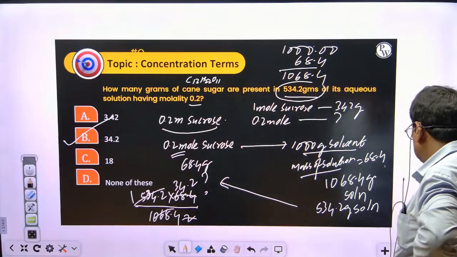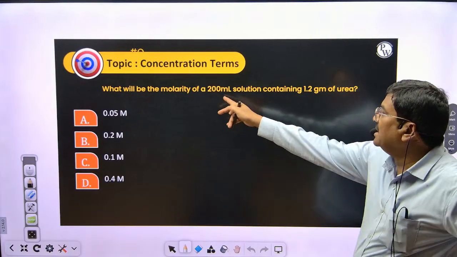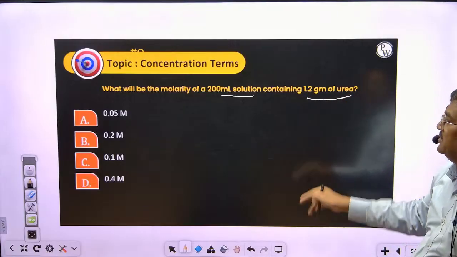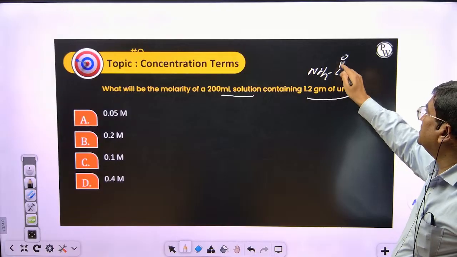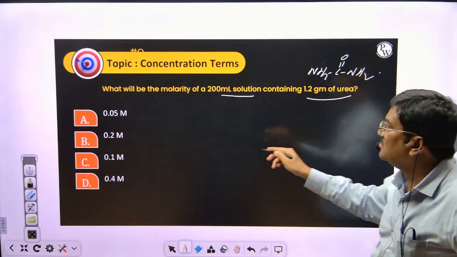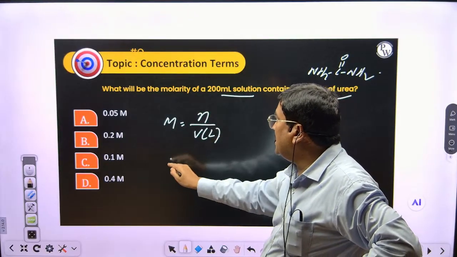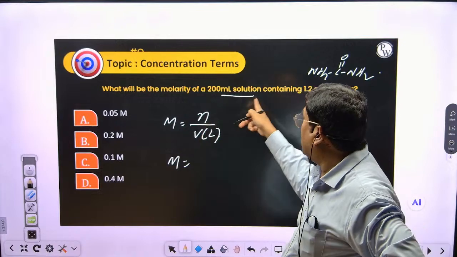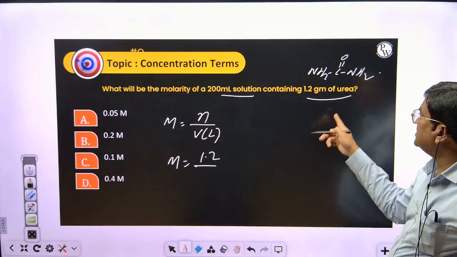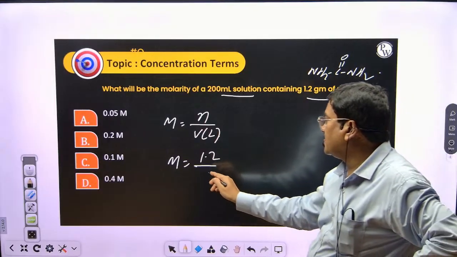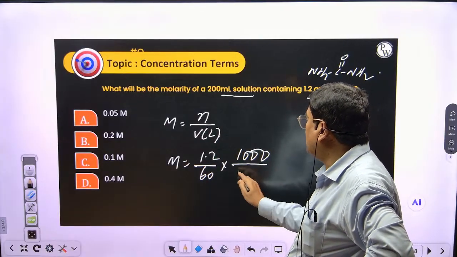See the next question. What is the molarity of 200 ml of solution containing 1.2 grams of urea? What is the formula of urea? NH2CONH2. Now molarity is asked. Molarity, how do we get it? Number of moles divided by volume of solution in liter. How do you get moles? Mass is given. How much mass? 1.2, divided by the molar mass of urea, 60, into volume, given in milliliter, so 1000 is to be divided by 200.